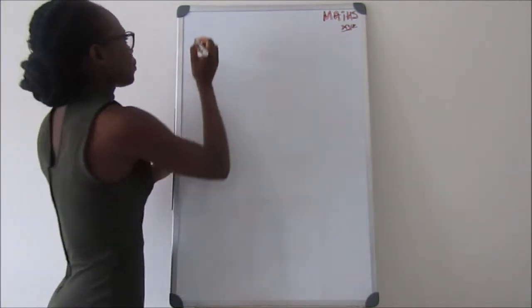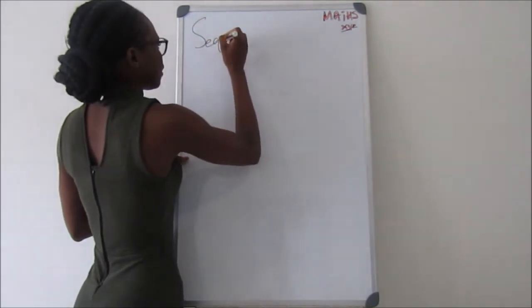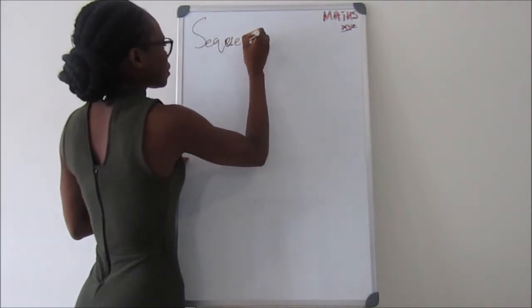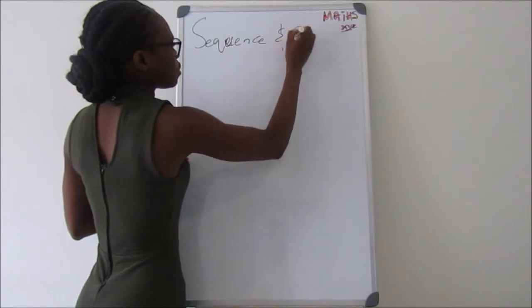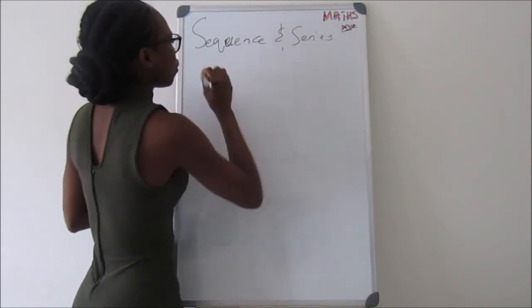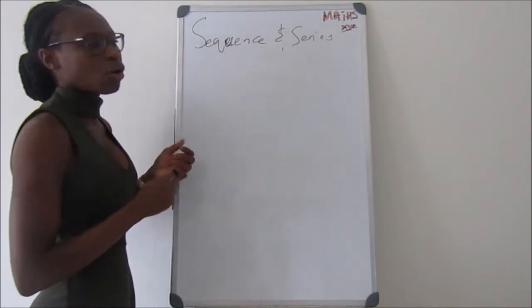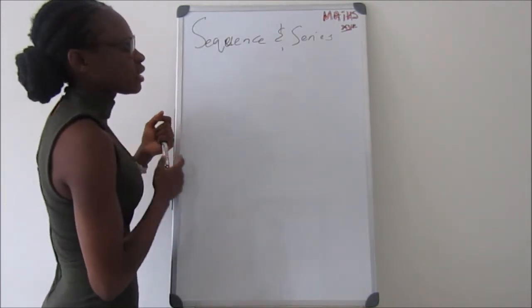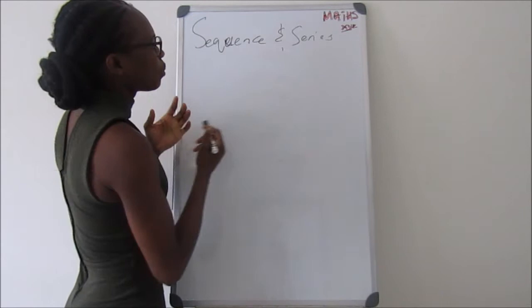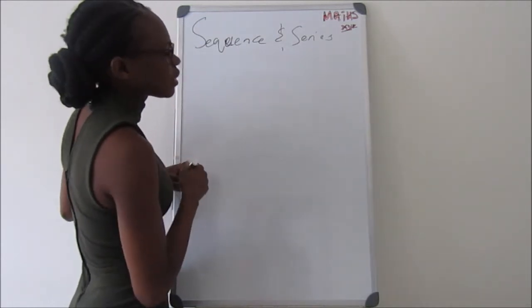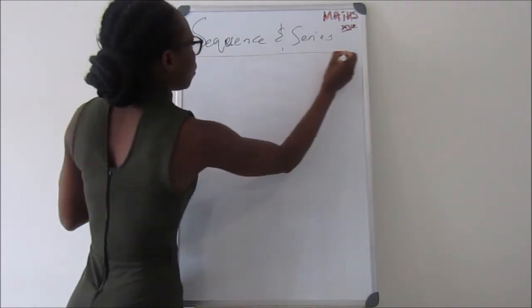Alright guys, so sequence and series. As I've already told you, this is the chapter that we will be dealing with this week. So a sequence is numbers that are placed in a particular order, or in a correct sequence. The same thing goes with series: numbers that are placed in a particular order.